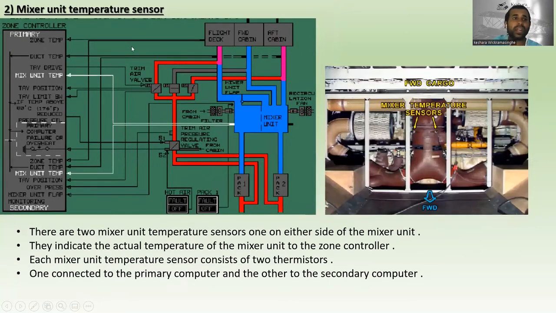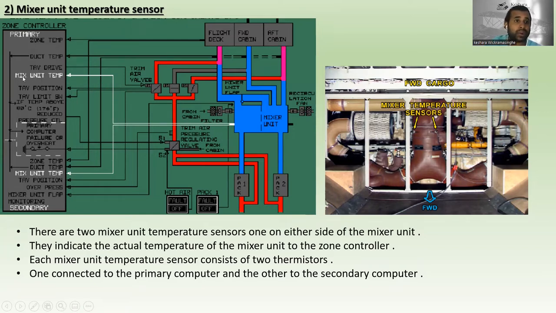Now let's go to number 2, the mixer unit temperature sensor. You can see the mixer unit temperature sensor here. There are 2 mixer unit temperature sensors, one on either side of the mixer unit. This is the live or actual view, and here are the 2 temperature sensors. They indicate the actual temperature of the mixer unit to the zone controller.